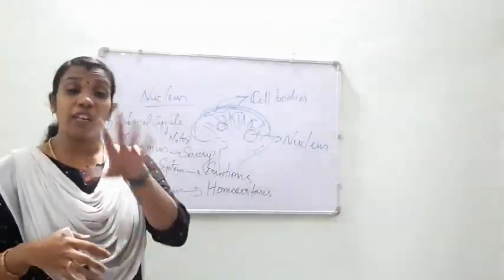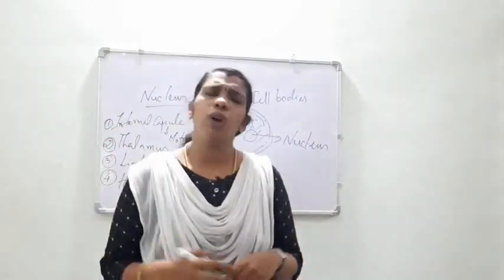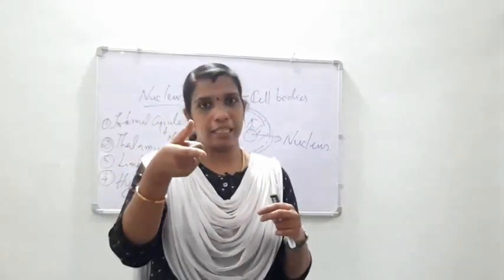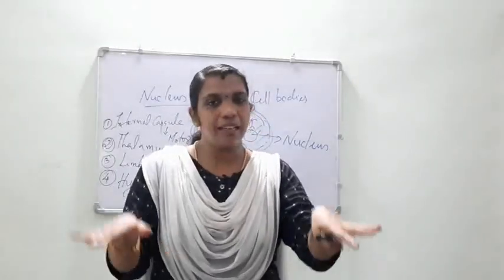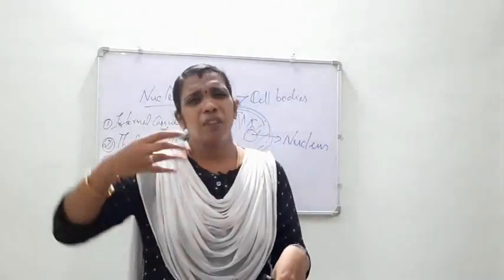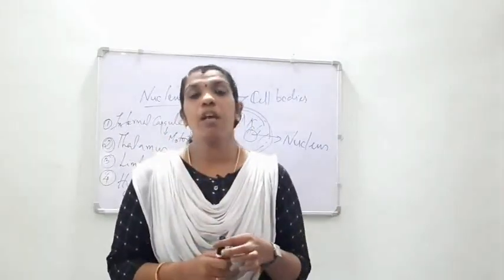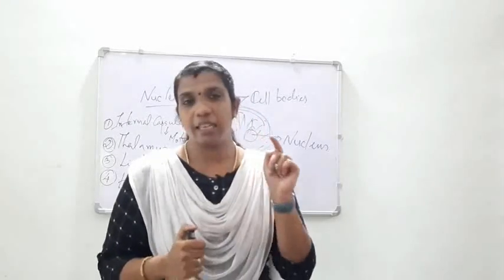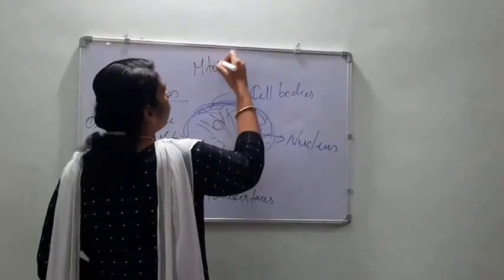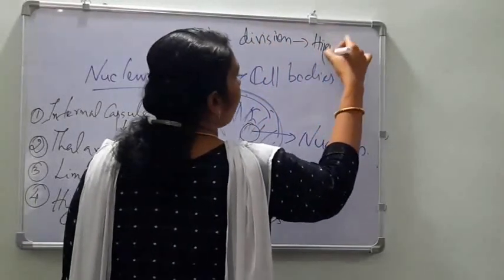So this hippocampus is very, very important. It is a small structure inside the brain, but it is a very, very important structure. What is the importance of hippocampus? We all know that the nervous system cannot be regenerated. Once it is destroyed, it is destroyed forever. In the central nervous system, in the brain, if the neurons are degenerated, we cannot regenerate them. There is no mechanism to regenerate. But in the hippocampus, it is the only structure in the brain where mitotic divisions take place. Mitosis. You know about mitosis. So mitotic division takes place only inside the hippocampus.